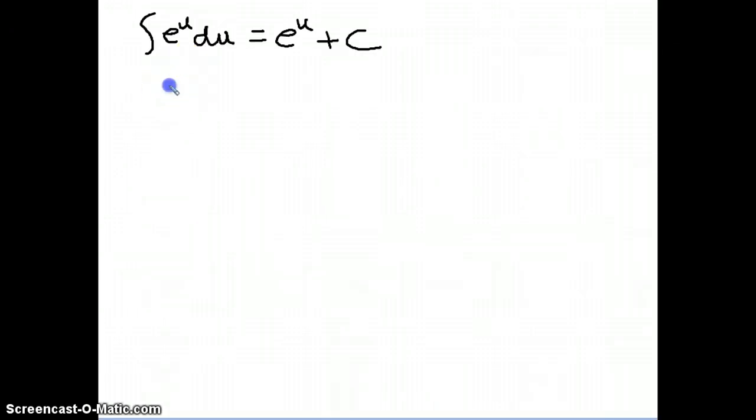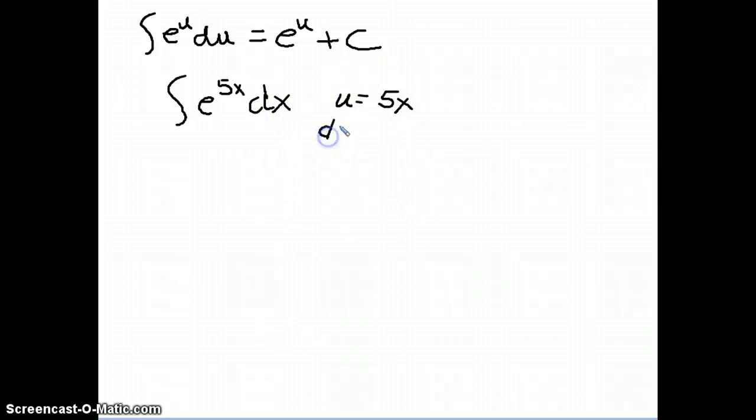If I were integrating e to the 5x dx, here's how I would go about it. I would look at the integrand. The integrand has e to a power. I know there's a rule for e to a power, so my u substitution would be for that power. And so du dx would be 5, and du over 5 would be dx.